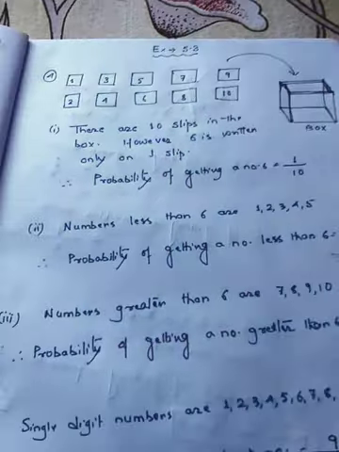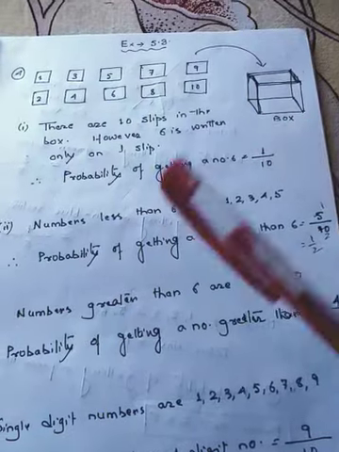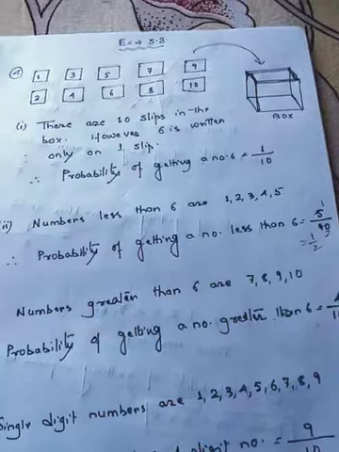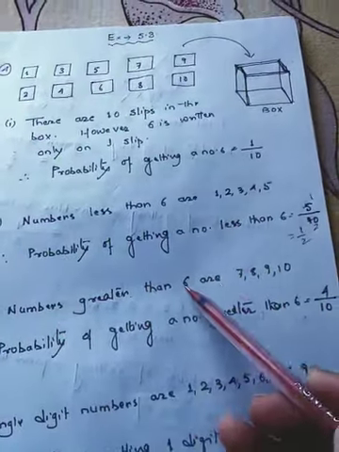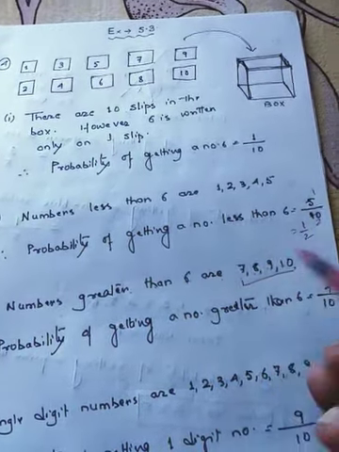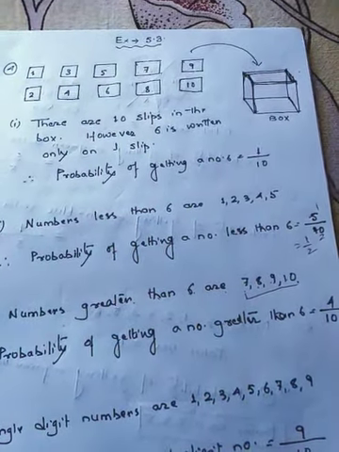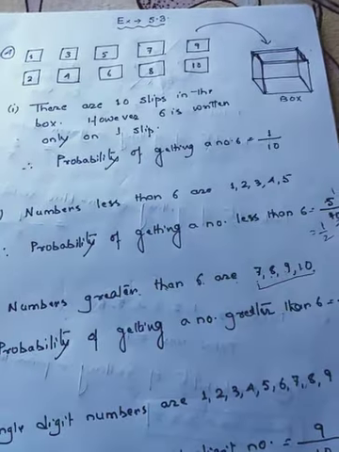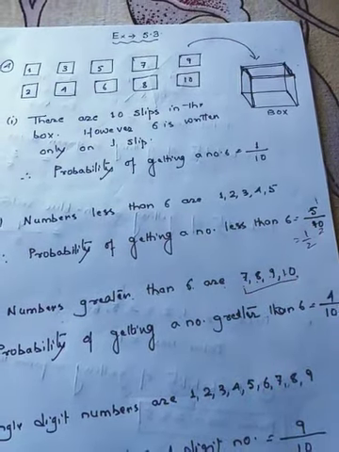Okay. Question number 3: number greater than 6. Now you have to find the probability of getting a number greater than 6. So we have to see first how many numbers are greater than 6. The numbers greater than 6 are 7, 8, 9, 10. These are the 4 numbers which are greater than 6. So if I pick all the slips one at a time, I will observe that 4 times I will get numbers greater than 6. 7 I will get, 8 I will get, 9 I will get, 10 I will get.